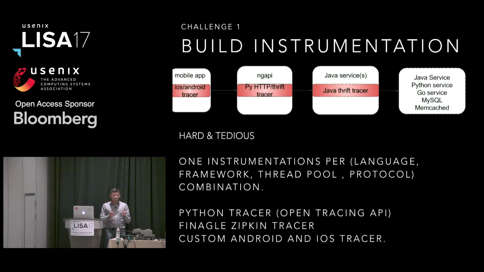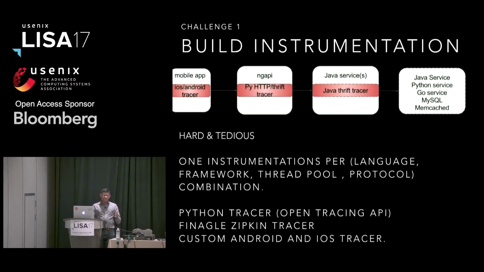You usually have to instrument some low-level HTTP middleware in your web framework, or you have to understand how the threading model works in your web framework or something like that. Once you understand that, adding the instrumentation is as easy as just adding a log statement. So that's the hard part, okay? Then the tedious part is that you have to do this for every language, framework, thread pool, and protocol combination. I'll explain what that is.